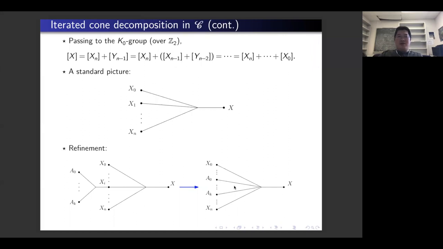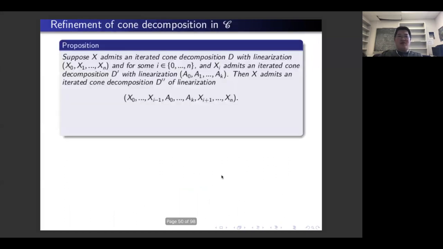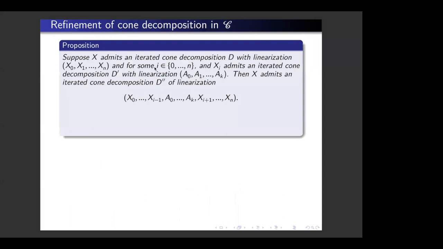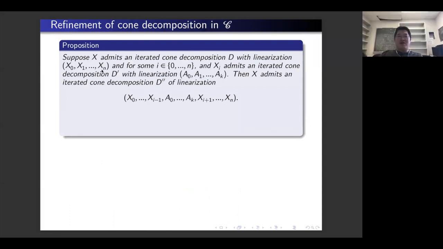Okay, and this is basically what the picture says. And so what this really means is something called a refinement of a cone decomposition, which is exactly what I just mentioned. So suppose X has an iterated cone decomposition X0 to Xn, and the sum of Xi has a cone decomposition of some other A0 to Ak. Then, well, this is a proposition, right? You can prove that X admits an iterated cone decomposition, in the sense that there are a lot of triangles, with respect to X0 to Xn, but with Xi replaced by A0 to Ak.